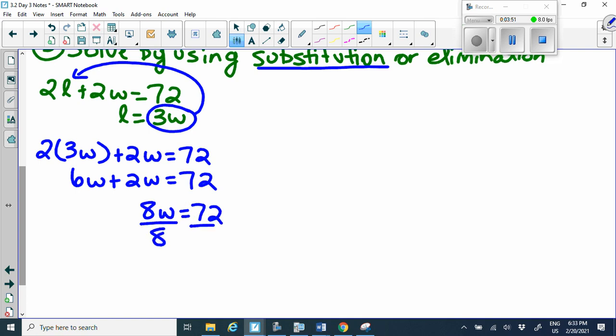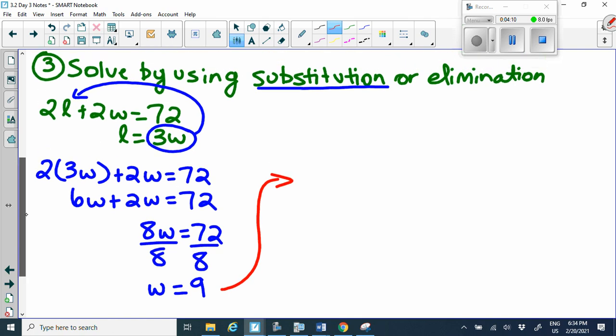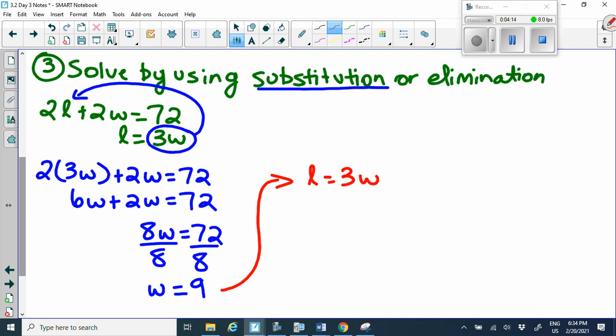Divide both sides by 8, and I get W as, and you can plug this into your calculator if you need to find it as well. That's going to give me 9. Okay. Now, to get the length, I do need to take that 9 and plug it into one of the equations. Please plug it into the easier equation. Okay, so we get L equals 3W. I think that's the easier equation. I have L equals 3 times 9. 3 times 9 gives me 27.